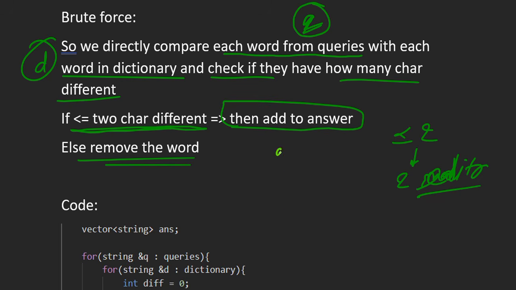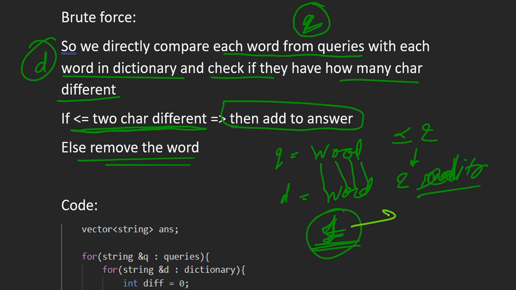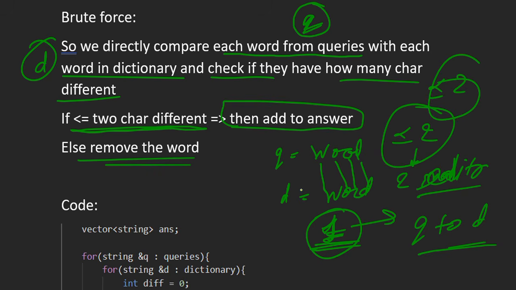Let's say q is equal to wood and d is equal to word. Then we check: w is the same, o and o are the same, o and r are different, so 1, and d is the same. So how many different positions? Only one position is different. So we can convert q to d in one change. That means the number of edits is less than or equal to 2, so we can change q to d, so we put q in the answer.